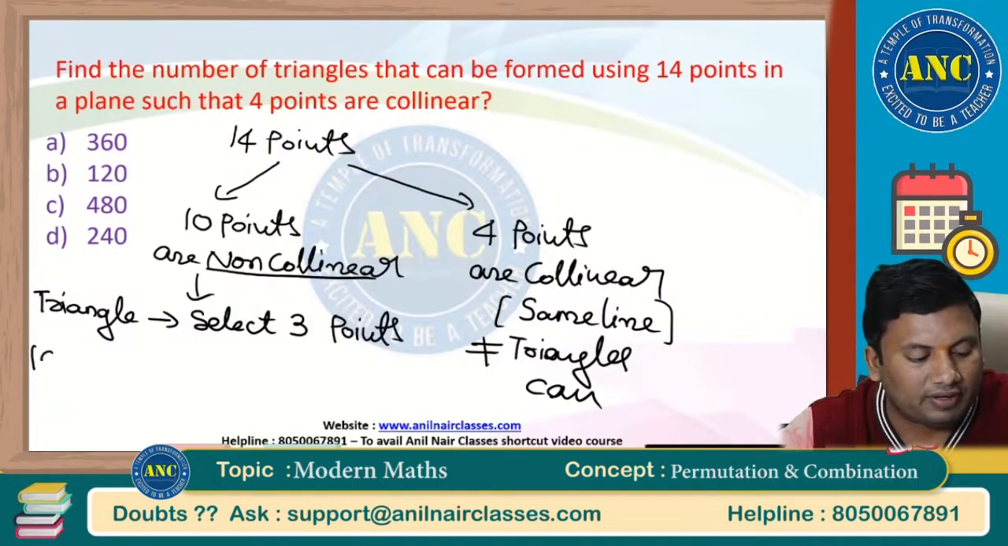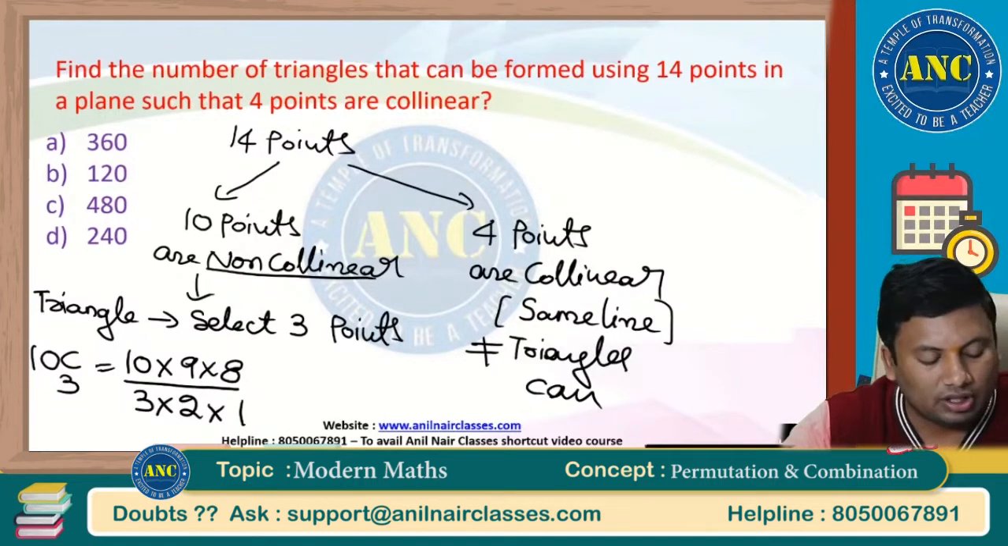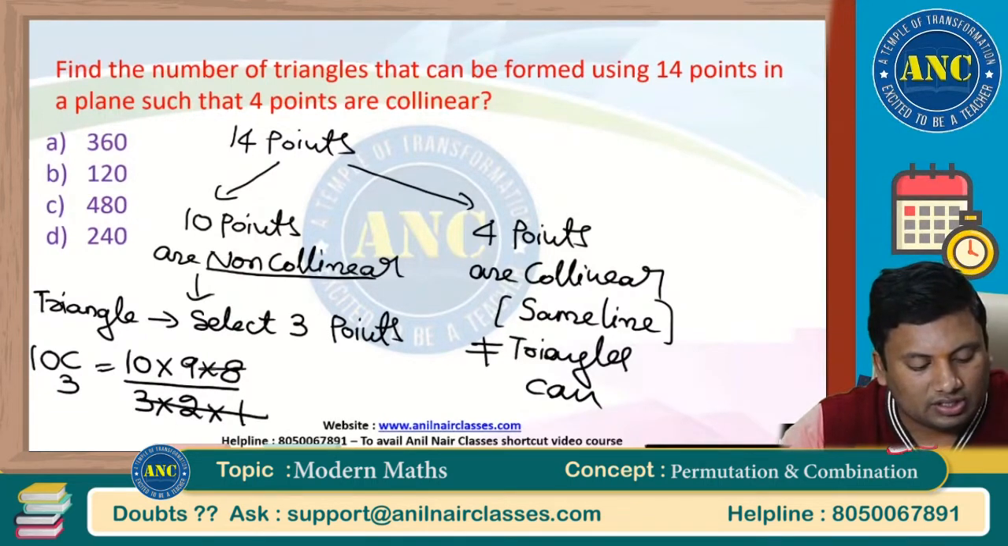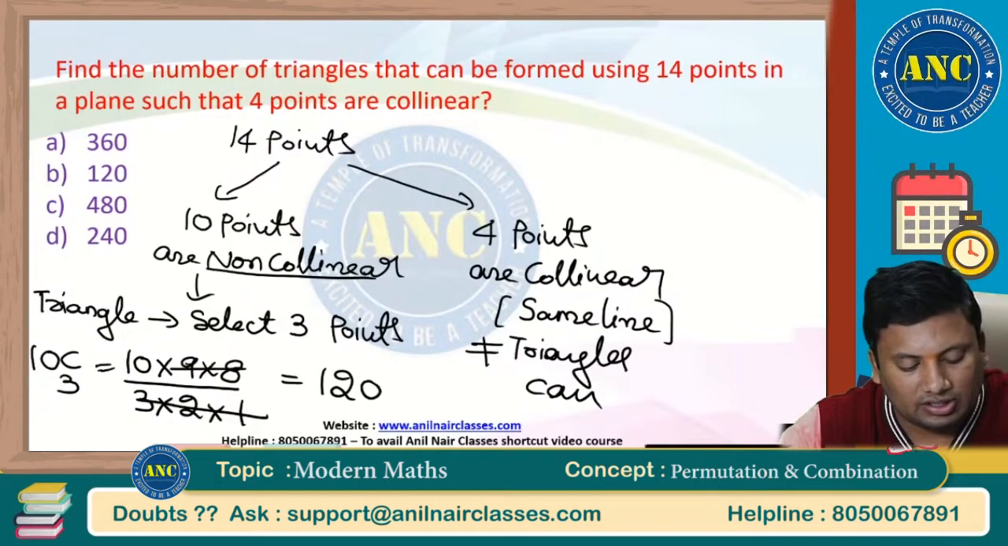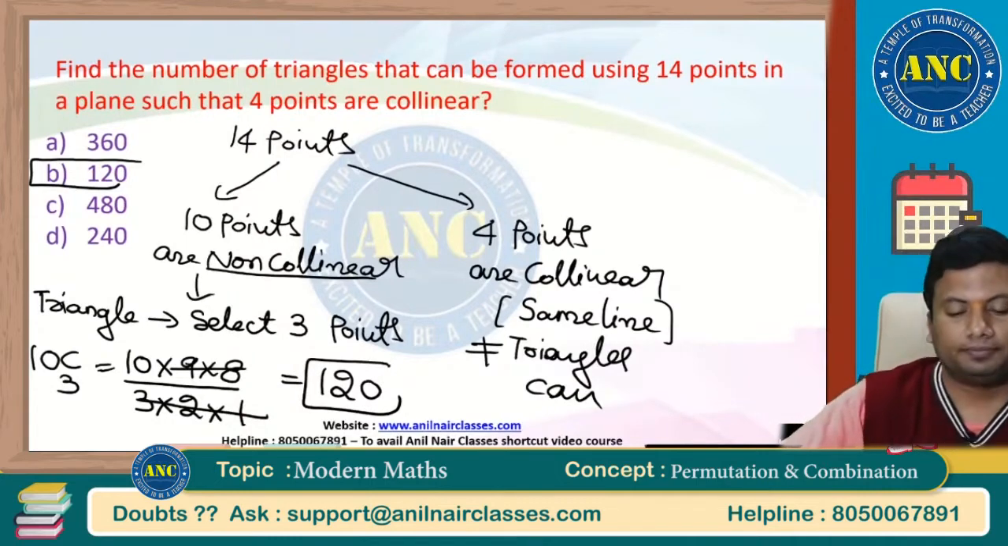So out of 10, if I select 3, this is nothing but 10 into 9 into 8 divided by 3 into 2 into 1. 3 into 2 into 1 is 6, and the answer is nothing but 120. I hope the idea is clear.